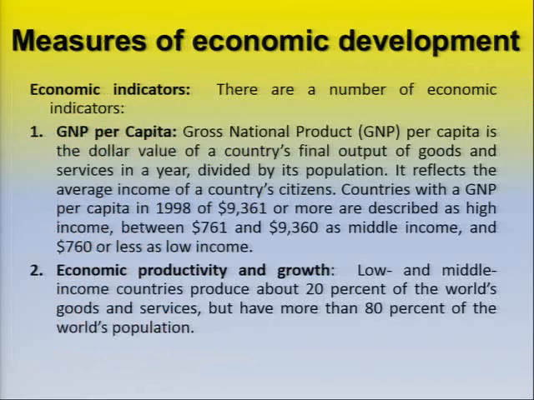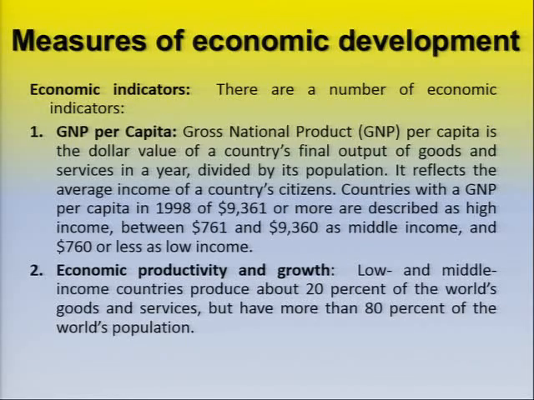Now let's move on. Measures of economic development. Economic indicators. There are a number of economic indicators that we can use to look at the development in a country. Firstly, we can look at the GNP per capita. The GNP stands for Gross National Product per capita. That is the dollar value of a country's final output of goods and services in a year, divided by its population. When we've got the gross national product and we divide it by the population number, we will get our GNP per capita. This GNP per capita reflects the average income of a country's citizen.